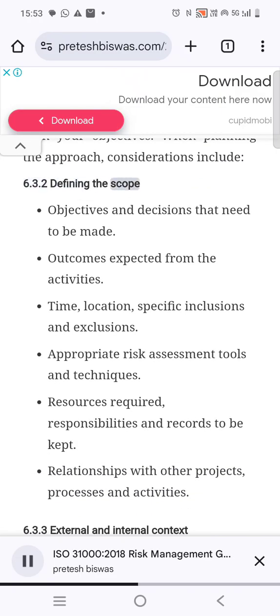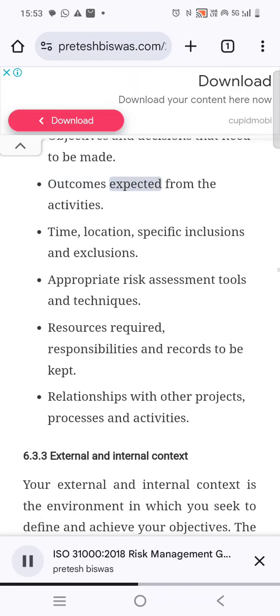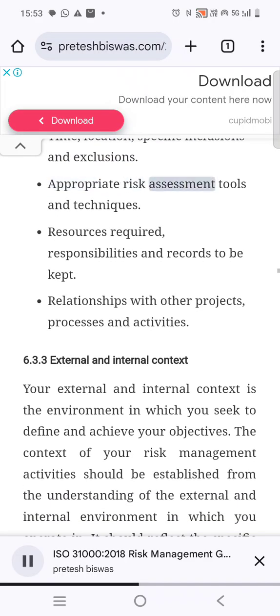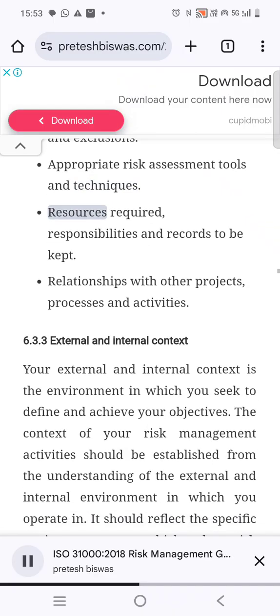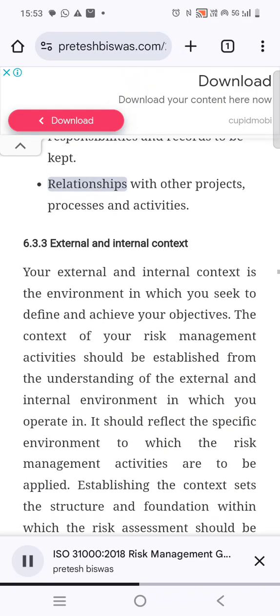6.3.2 Defining the scope. Objectives and decisions that need to be made. Outcomes expected from the activities. Time, location, specific inclusions and exclusions. Appropriate risk assessment tools and techniques. Resources required, responsibilities and records to be kept. Relationships with other projects, processes, and activities.